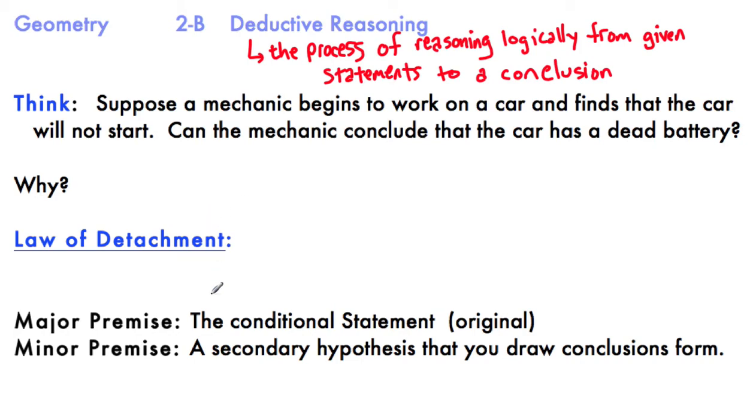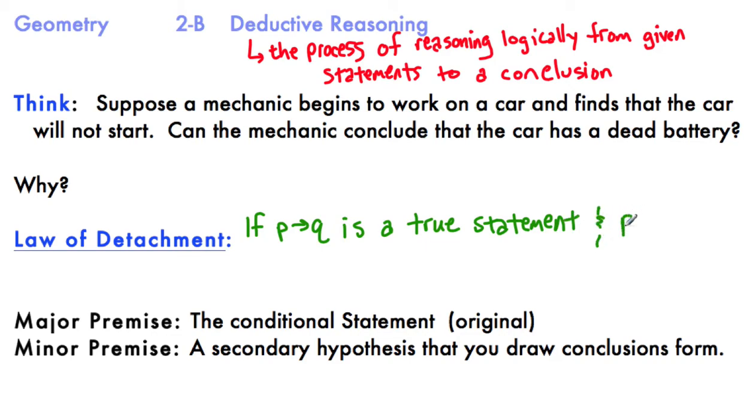So let's look at the law of detachment. The law of detachment says that if P implies Q is a true statement, and P is true, then Q is true.